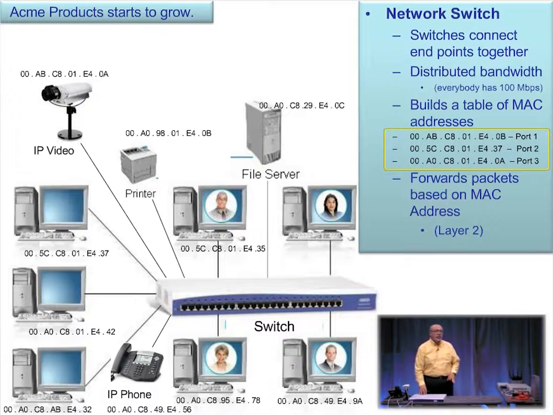Now, the switch forwards packets. It takes a packet of information and moves it along based on the MAC address, and the switch knows exactly where the MAC address lives. It's a layer 2 device. Switches are layer 2.